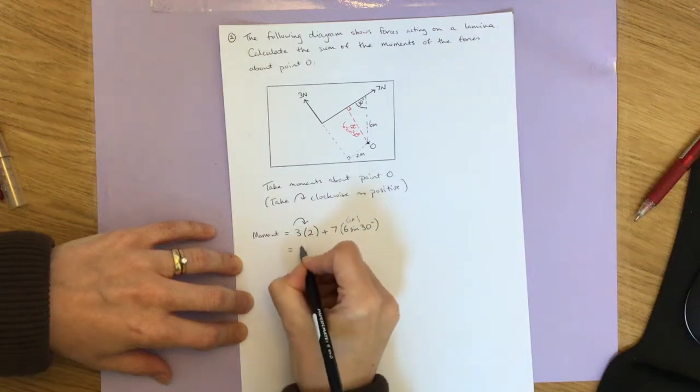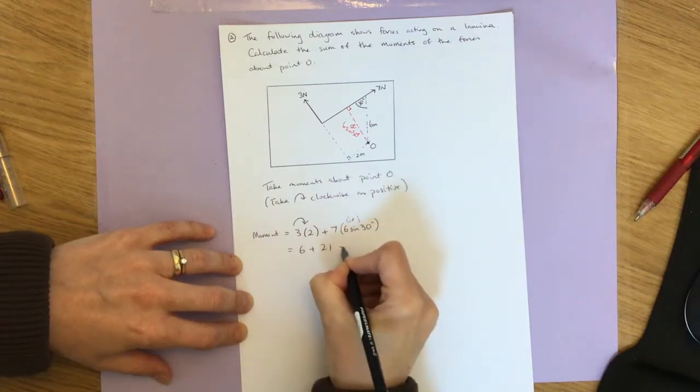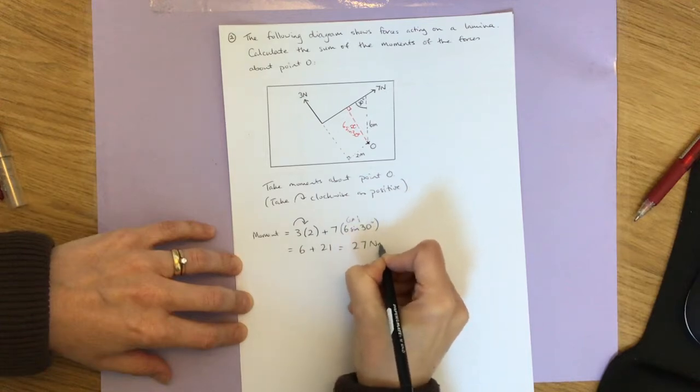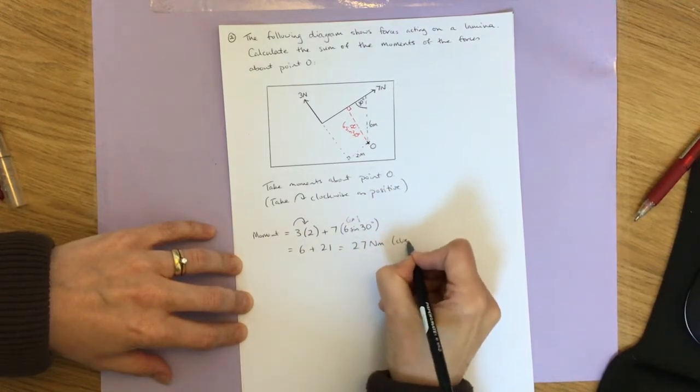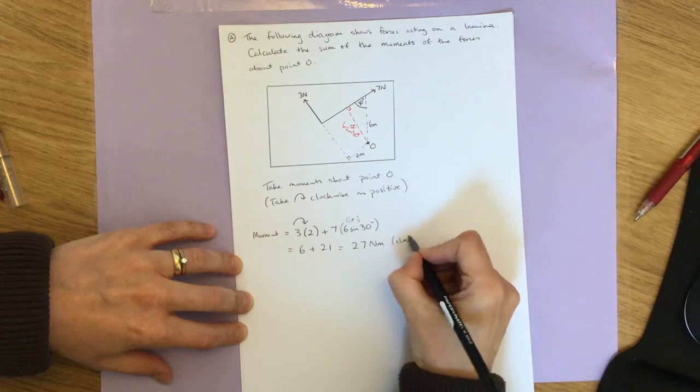So this is going to give me 6 plus 21, 27 newton meters. And again, it's positive, so that's telling me that it's going to be a clockwise motion.